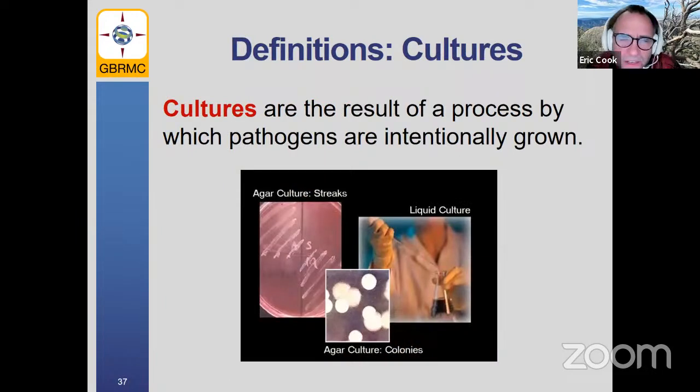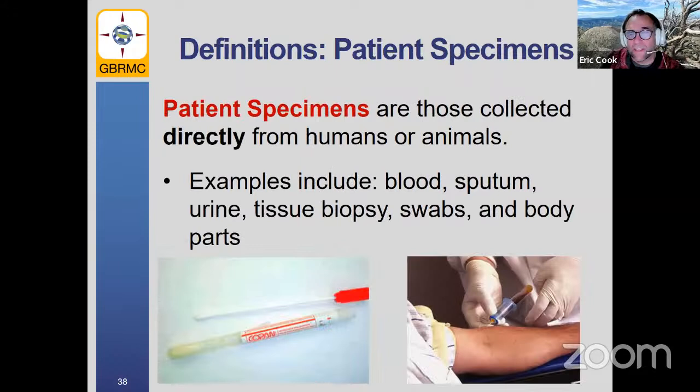Now we have a definition of culture. They have cultures and they have patient specimens. These are mutually exclusive terms. A culture is the result of a process by which pathogens are intentionally propagated, intentionally grown. Cultures are considered high concentration, whereas patient specimens are considered low concentration. Patient specimens are those collected directly from humans or animals and include things like blood, sputum, urine, tissue biopsy, swabs, and body parts.